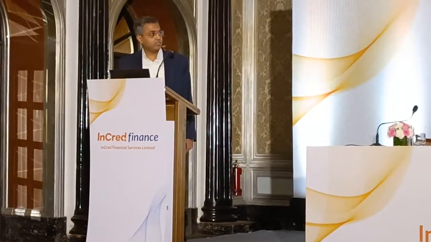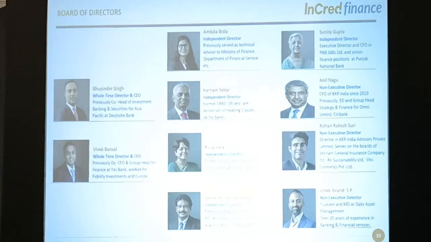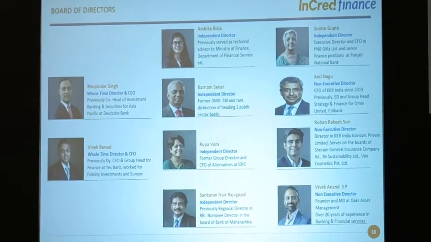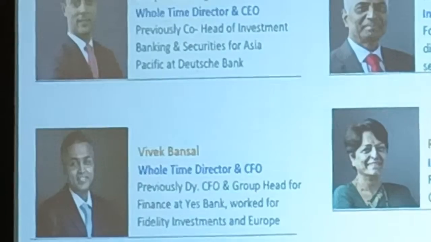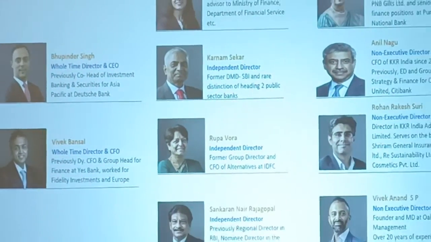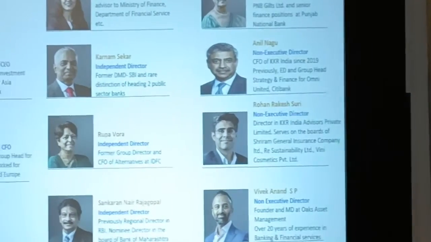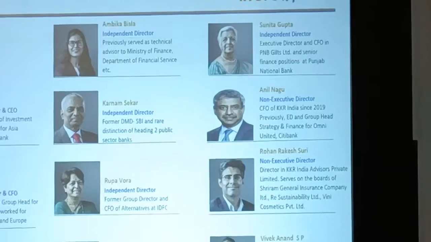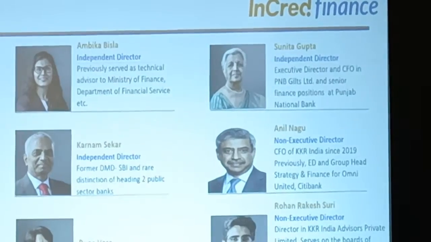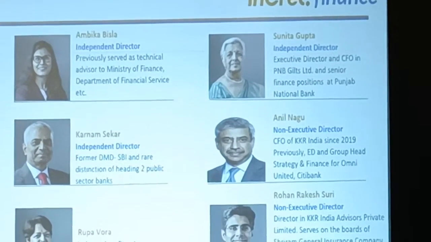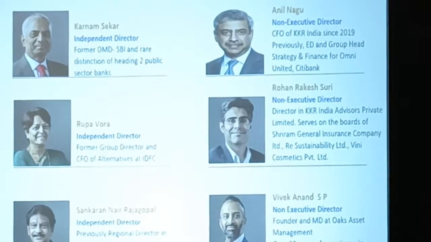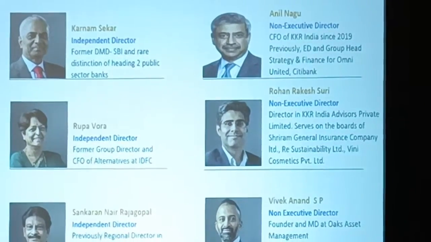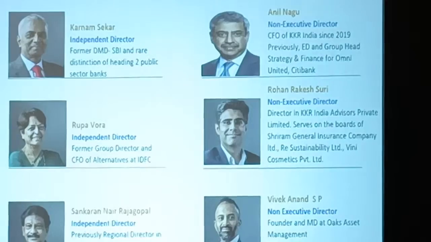Board of Directors, Bhupi mentioned that we focus a lot on talent, which is more about the management team. On one side of the slide you see Bhupi and myself, which is from the management side of the board. What you see on the middle of the slide are independent directors, and on the top of the right hand side Sunita Gupta. Ambika Bisla, as is written on the slide, has previously served as technical advisor to Ministry of Finance. She is a Berkeley educated person, University of Berkeley, United States. Is a CEO of education related NGO. Karnam Sekar has been former DMD at SBI. Obviously with SBI you will associate with the person who has handled multiple roles. I think in his last role he was looking at the risk management side. He was also MD at IOB in his last role before he retired.